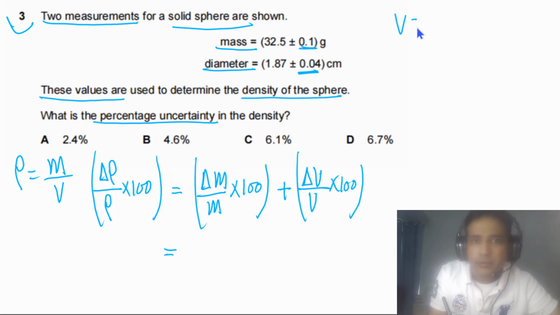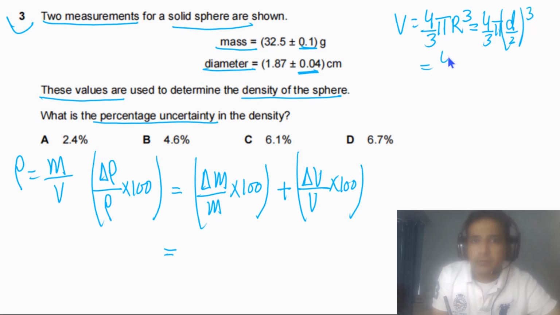First of all, we can write down the volume of a sphere. This is equal to 4/3 π r³. But in this case, we have diameter instead of radius. So we can say 4/3 π, and here we have diameter: d/2, which is the radius, cubed.